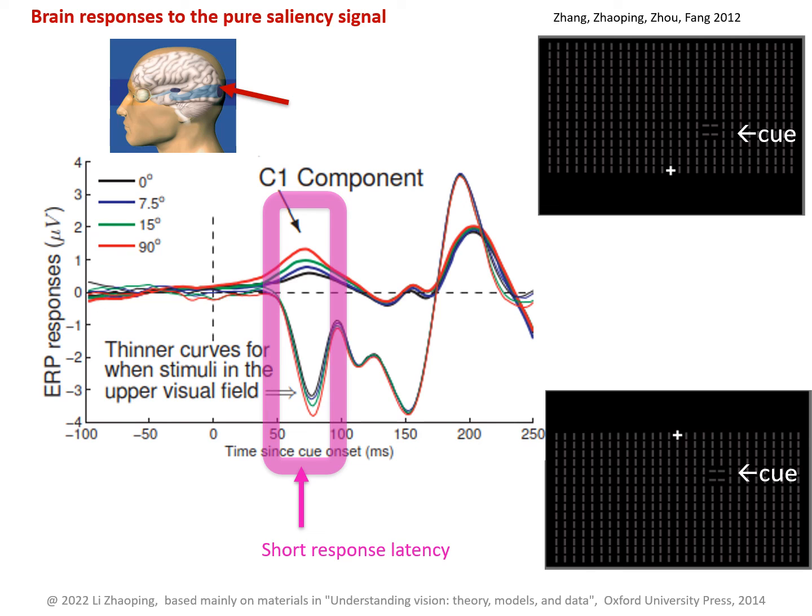This shortness of the latencies of the responses, starting around 55 milliseconds from the visual input onset, is another suggestion that these are V1 signals. Note that as the orientation contrast increases from 0 to 90 degrees, the response amplitudes also increase, as they should if they represent saliency signals.